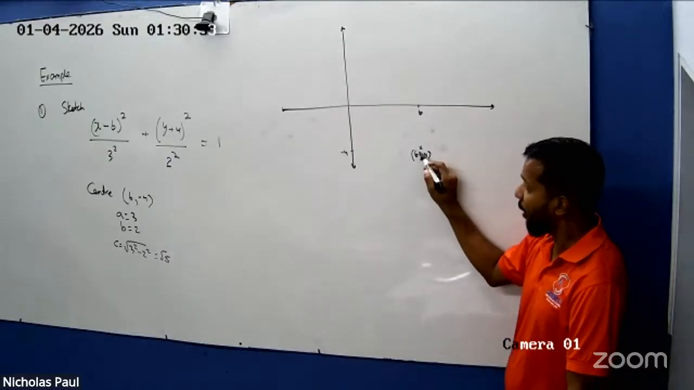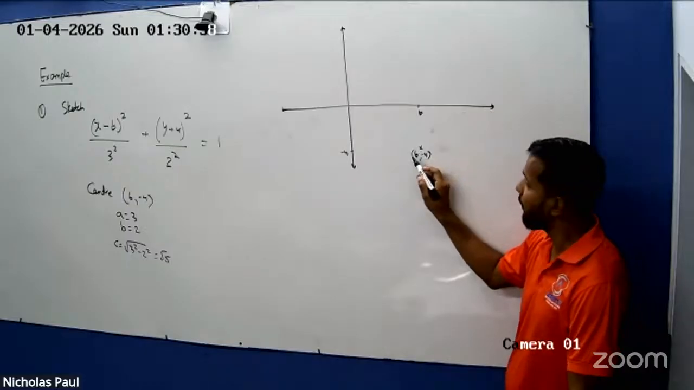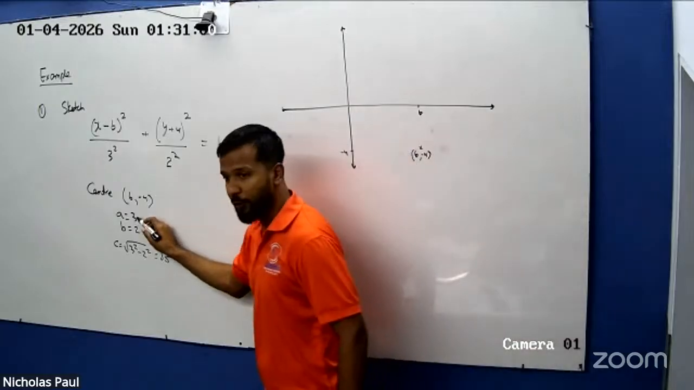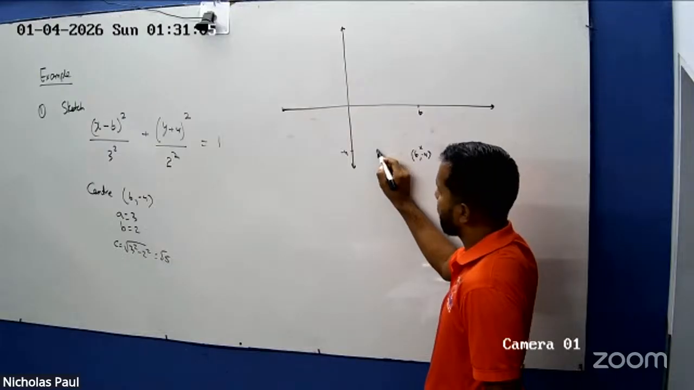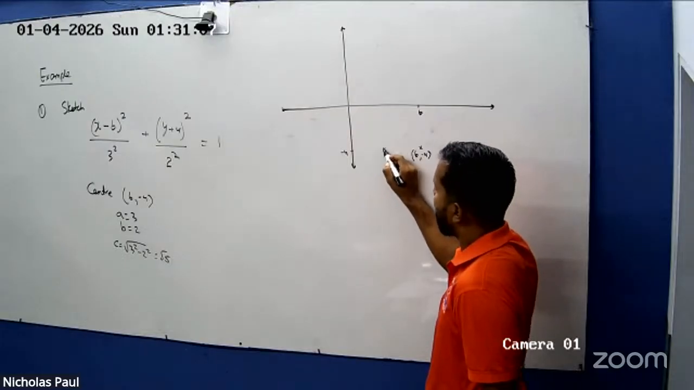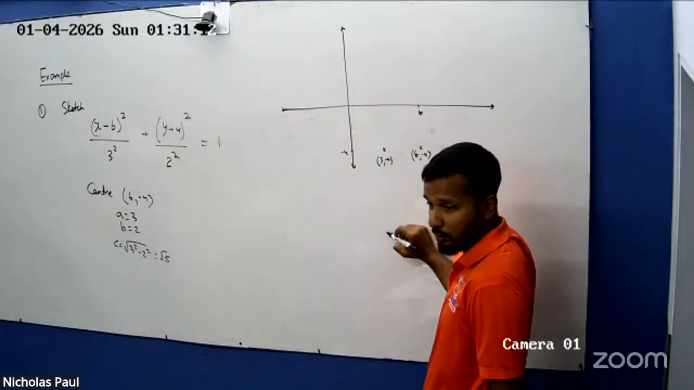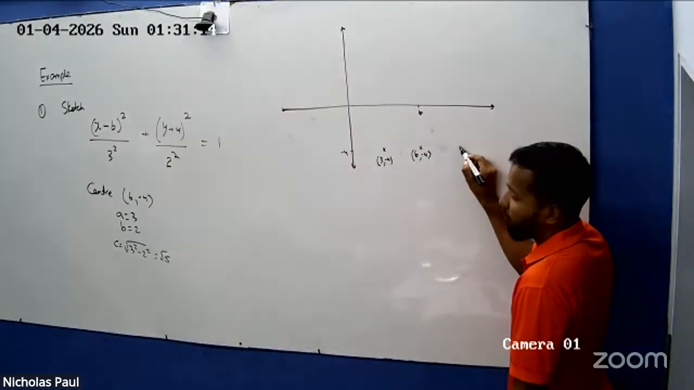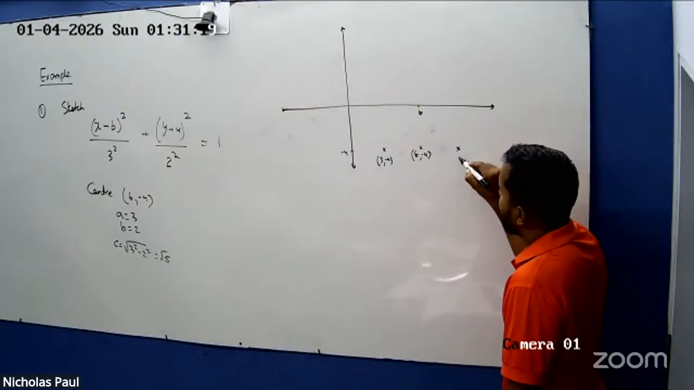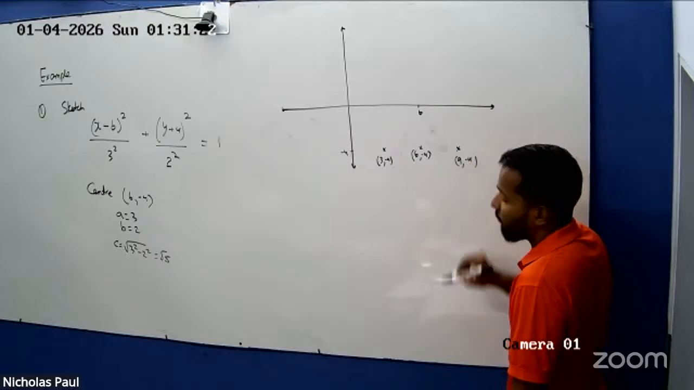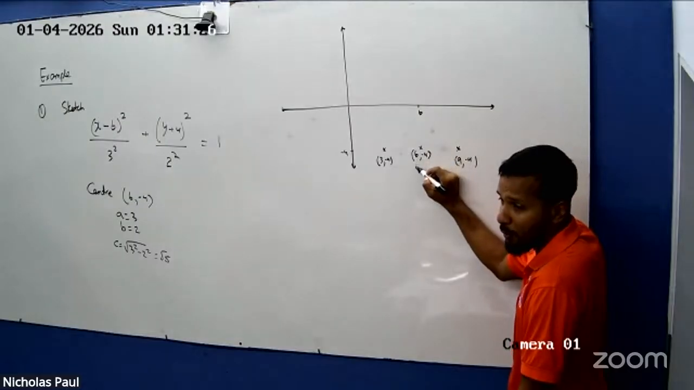So from here, how far are we going? 3 units, right? So going back from 6, halfway here, we're going to 3, minus 4. How much going to the other side? 3 again, so that would be 9, minus 4. What about up? How high are you going?